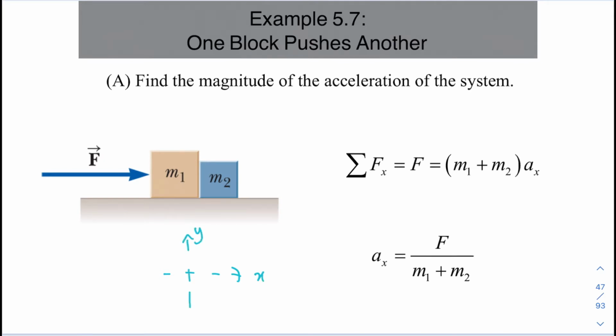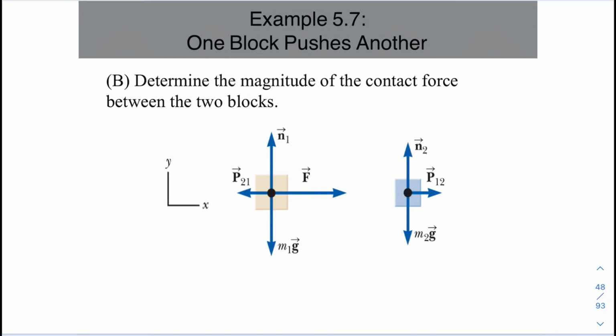The M that we have for the system, according to this figure, is a combination of M1 and M2, multiplied directly by A. So from here we can determine A equals F over M1 plus M2. Now part B: determine the magnitude of the contact force between the two blocks.